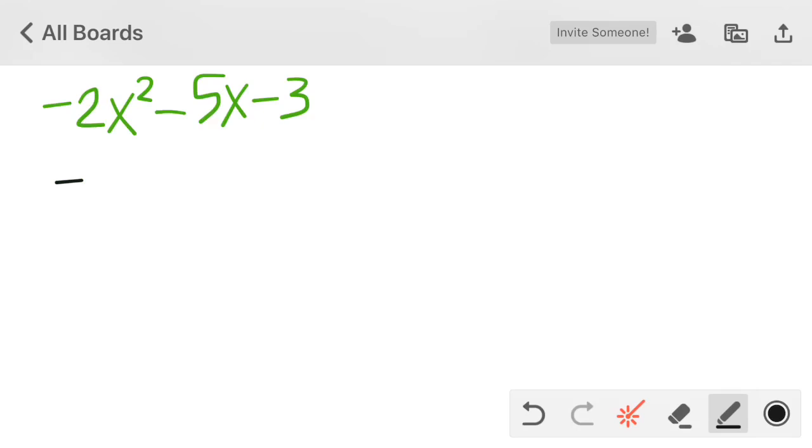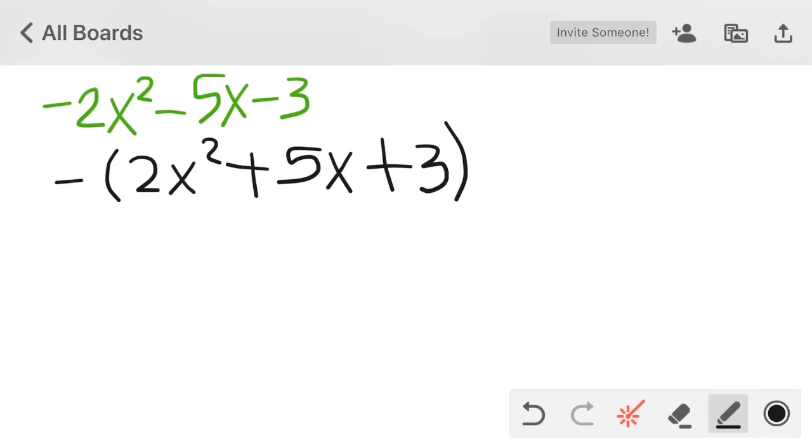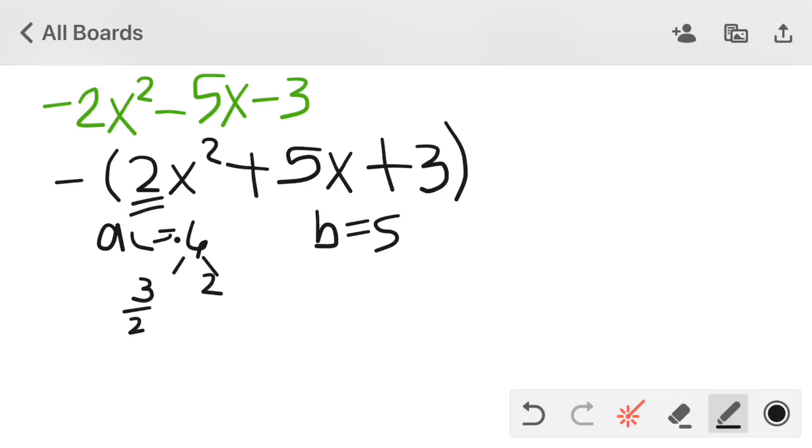If I do that, I must apply the same idea to every single term. 2x squared turns positive, -5x turns to positive 5x, and so does -3. Now we are able to factor the trinomial the way we have been. AC becomes 6, and B becomes 5. Factors of 6 that add up to 5 are 3 and 2. Remembering once again that our leading coefficient is not 1, so we must divide by 2.